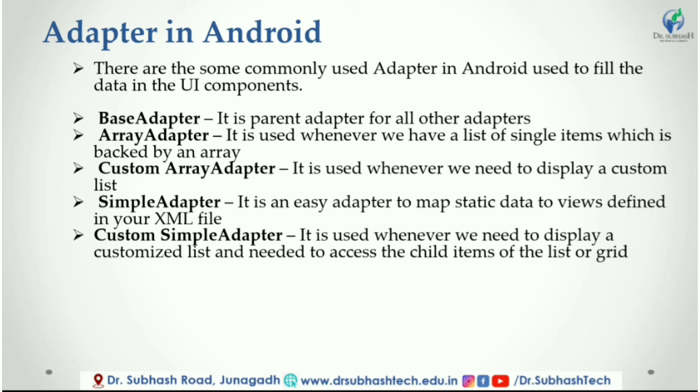Next is simple adapter. In Android, simple adapter is an easy adapter to map static data to views defined in an XML file. In Android, we can specify the data backing a list as an array list of maps. Each entry in the array list corresponds to one row of the list. The map contains the data for each row. Here we also specify an XML file, a custom list item file, that defines the view which is used to display the row and the mapping from keys in the map to the specified views. Whenever we have to create a custom list, we need to implement a custom adapter.